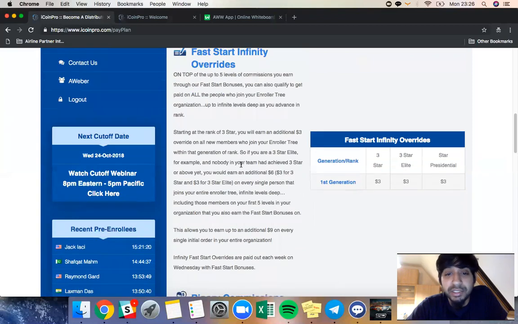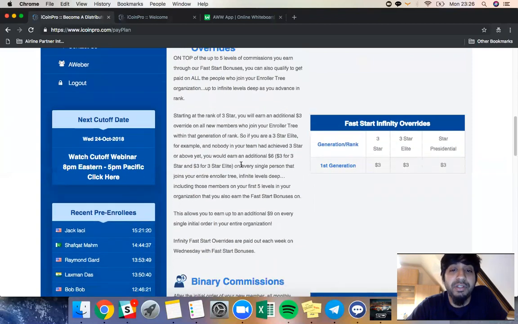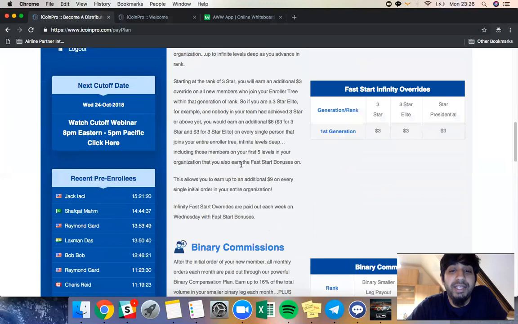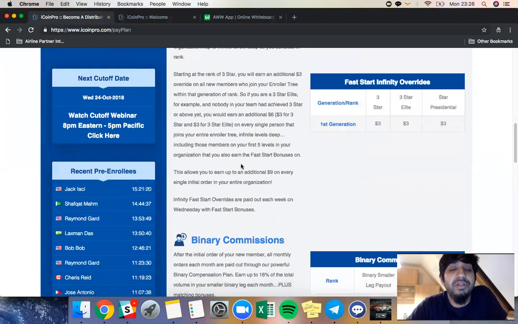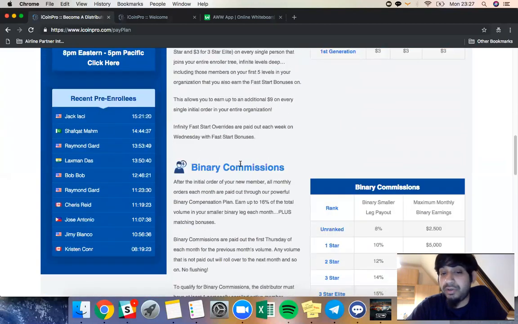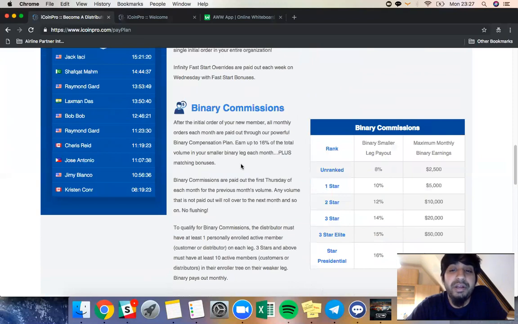So that's a potential, that's a high thing, because you could get up to $9 every single time somebody joins your organization. So it's quite cool. And then you have the binary commissions, and the binary commissions are paid out on the smaller leg. Okay, so if you have a binary system, basically it's left and right. So you have left and right, and it's usually paid out on the smaller leg. So that means on the not yet performing leg.